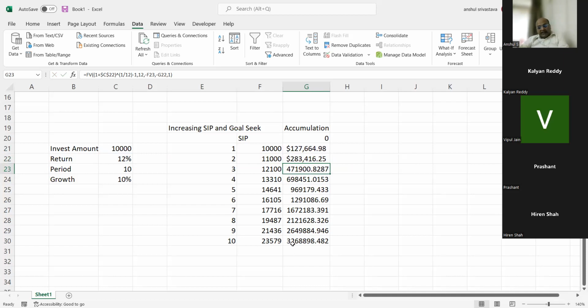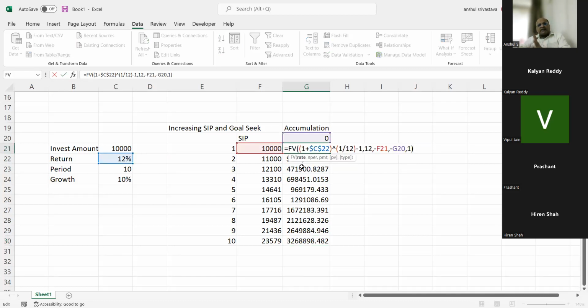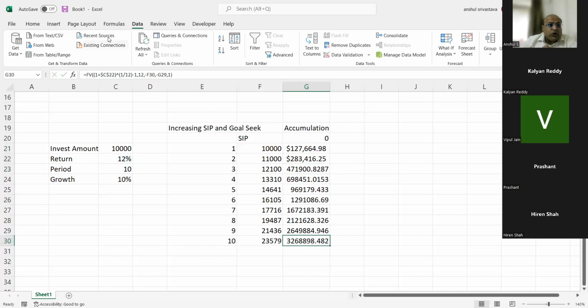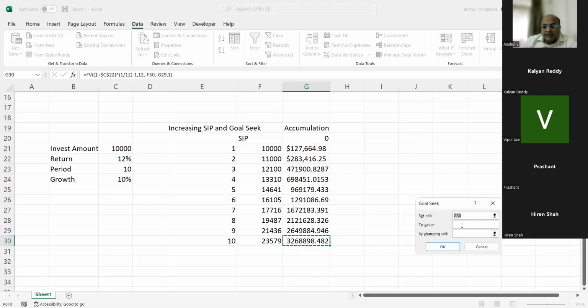फिर इस पे गोल सीक कैसे लगाना है दोबारा दिखाता हूँ. Go to the last cell whose value you want to change. And again look at the formula, except for 12, बाकी कुछ भी हाथ से नहीं है. Everything is cell reference, and the cell that you want to change, go to Data, go to What-If Analysis, go to Goal Seek, this set cell to value. This value has to be inputted by hand.